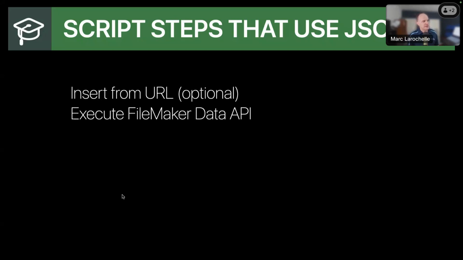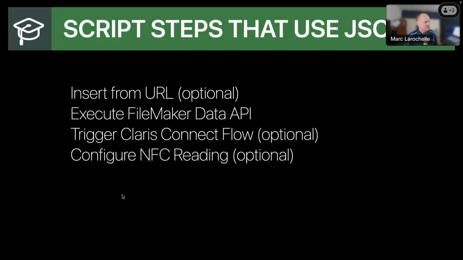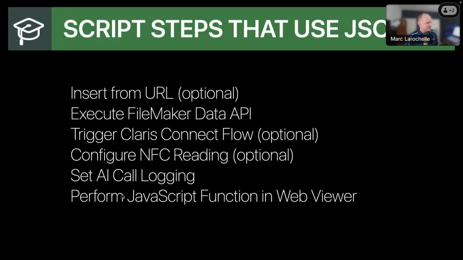The execute FileMaker data API script step is nothing but JSON. It requires JSON going in, and you'll get JSON coming back. So the request and the response is all JSON. Triggering Claris Connect flow has an optional area for entering JSON. Then we have the machine learning script step, configure NFC, optional JSON there. The set AI call logging, although that particular script step doesn't require JSON anywhere when you construct it, the log that's created is formatted in JSON.